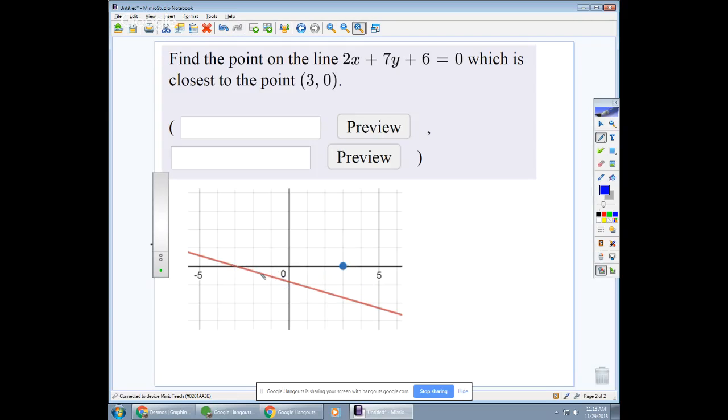So if I pick any point on the line, like this point right here, that point has some x value, right? And it has some y value. And if I solve this for y, I'm going to subtract the 2x to one side, subtract the 6 to one side, and then divide by 7. That's what y is equal to. So a point on this line has the form x comma negative 2x minus 6 over 7.